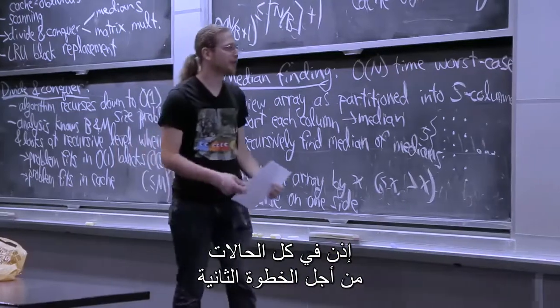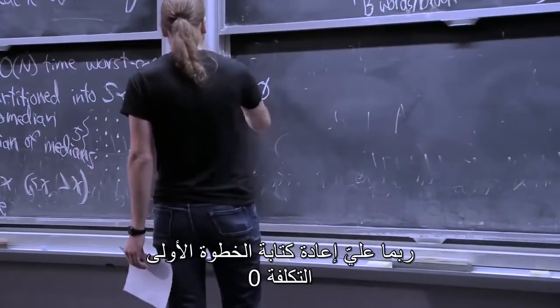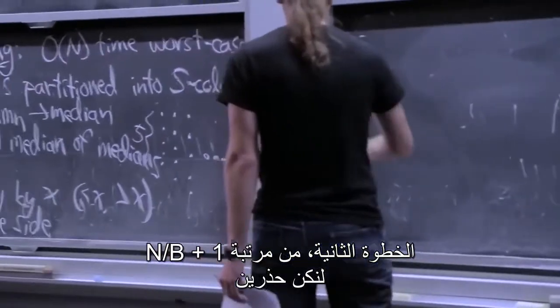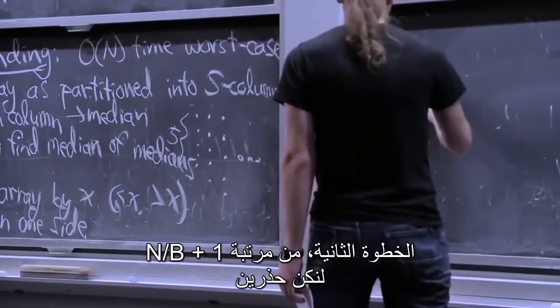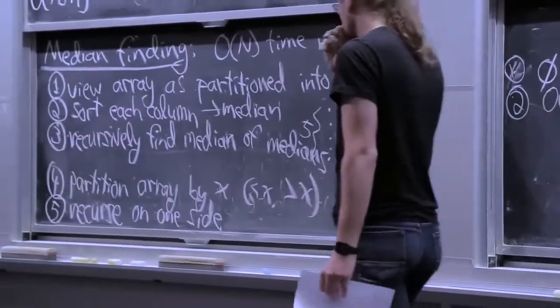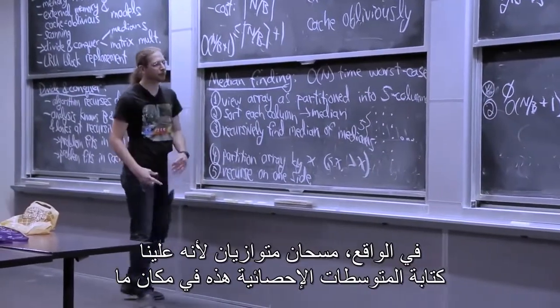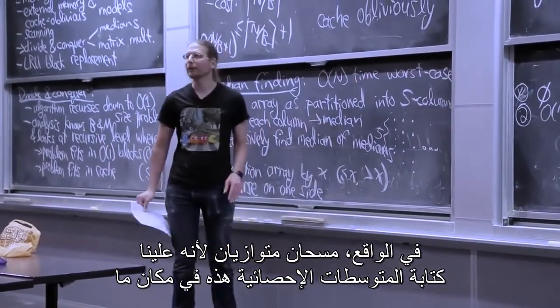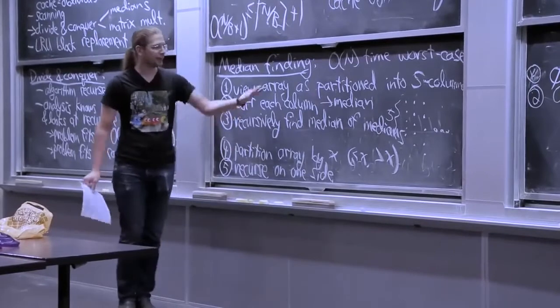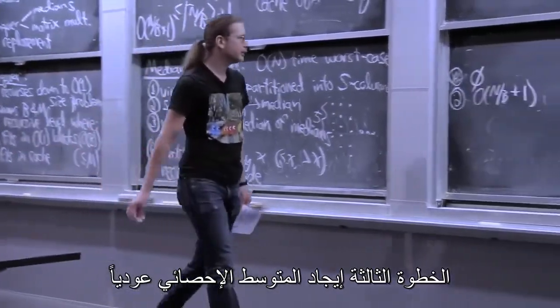Okay, so in all cases, for step 2, maybe I should rewrite step 1, 0 cost. Step 2 is order N over B plus 1, to be careful. Okay, that's a scan. Actually, it's 2 parallel scans because we have to write out these medians somewhere. Step 3 is recursively find the medians.